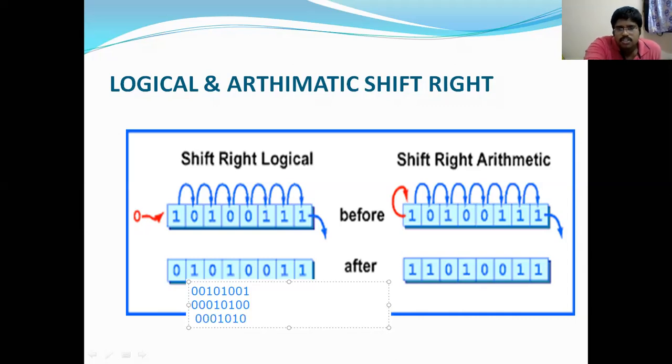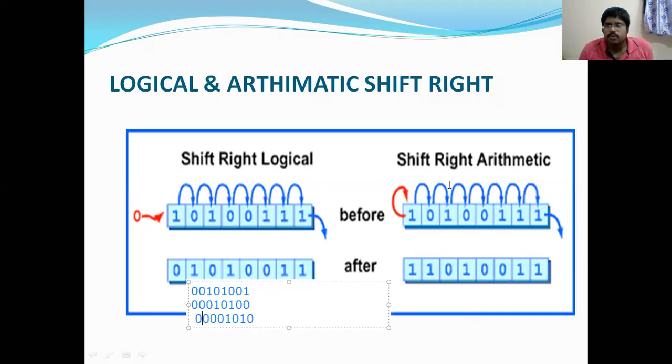Again 0. The last 0 is going to be coming out from there. So what about the position of the first place? Again it is going to be replaced with 0. Okay, so this thing is going to repeat again and again. This is about shift right logical, that means logical shift right. I think you are very much clear.